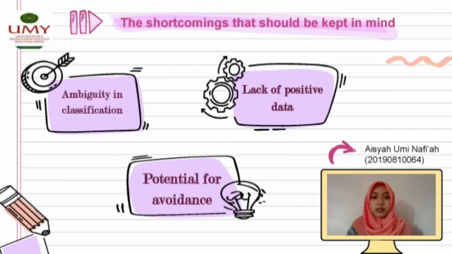Error analysis prefers mistakes or errors, and focuses on them and rarely sees the correct use. This will make the learners focus on mistakes and tend to think negatively rather than positively. The third is potential for avoidance. Many learners avoid using clauses because they want to avoid error occurrence. That way, they become afraid to learn it. Well, these are the shortcomings that we should keep in mind about error analysis.